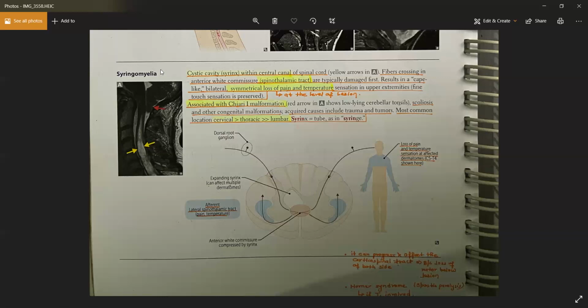You will do the CT or MRI of the patient, and you can see this kind of a cystic dilation in a spinal cord, right? And that's how the patient is having a syringomyelia. Any doubt?